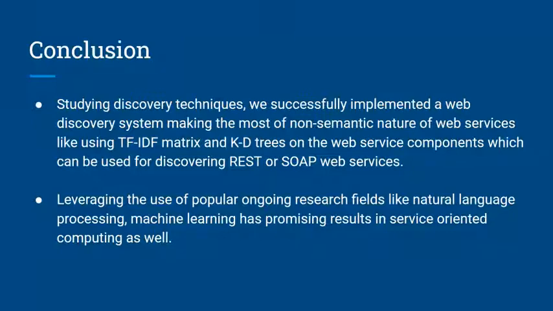And it can be further improved. For now, we have just removed the stop words, but in future we can use natural language processing and machine learning, which have shown promising results in service-oriented computing as well. We can use stemming and lemmatization to shorten a particular word, like cycling, down to the root word, cycle. So it improves the matching and the accuracy of the resulting APIs that the user is searching for. Thank you.